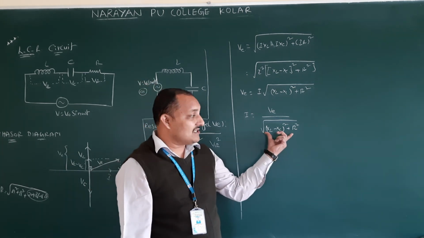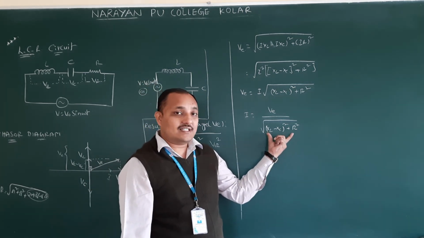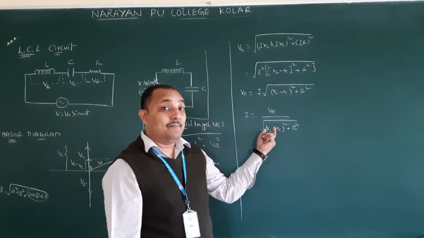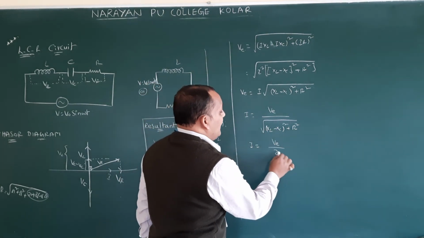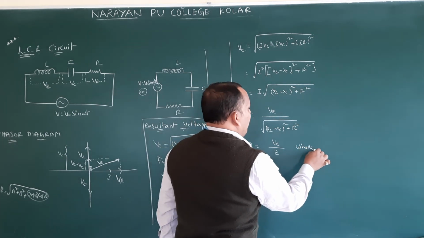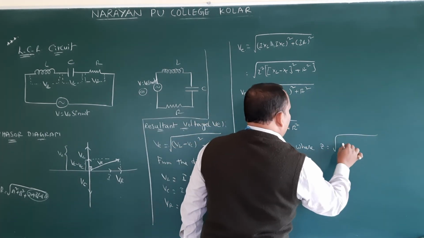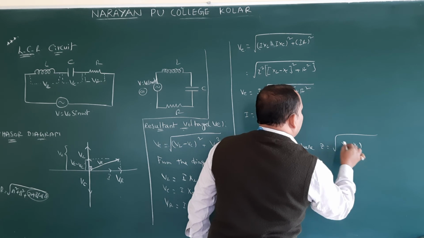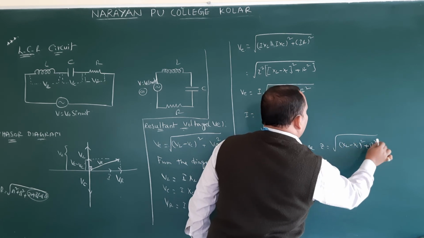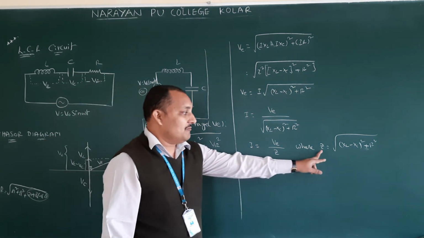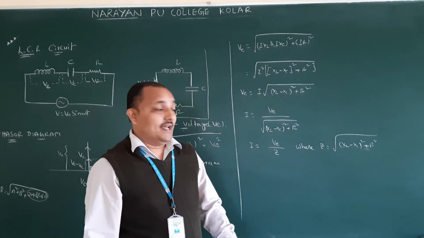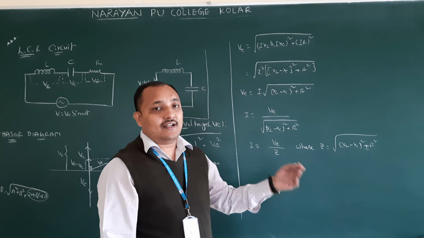Here, in place of resistance, we got this equation. So this resistance we will call impedance. So I is equal to V by Z, where Z is equal to root of XL minus XC whole square plus R square. So that is nothing but impedance. What will we call Z here? Impedance. So in an LR circuit we will write ZLR.